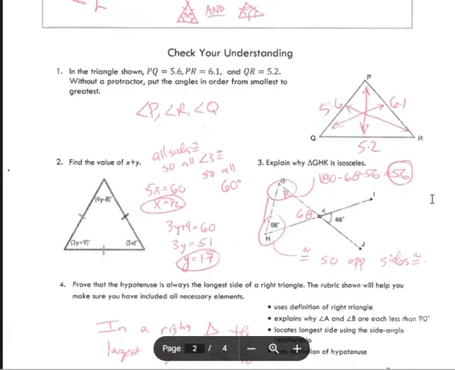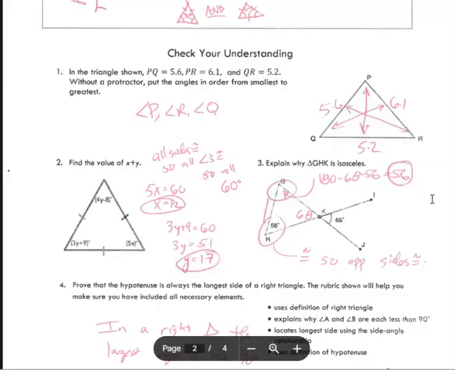Now to check your understanding here, it says in the triangle below, PQ equals 5.6, PR equals 6.1, and QR equals 5.2. We wrote all those in. It says without using a protractor, put the angles in the order from smallest to biggest. So smallest is going to be across from the smallest side, which is across from 5.2, that's P. Biggest is across from the 6.1, which is going to be Q. And R falls in the middle. So it is going P, R, Q.